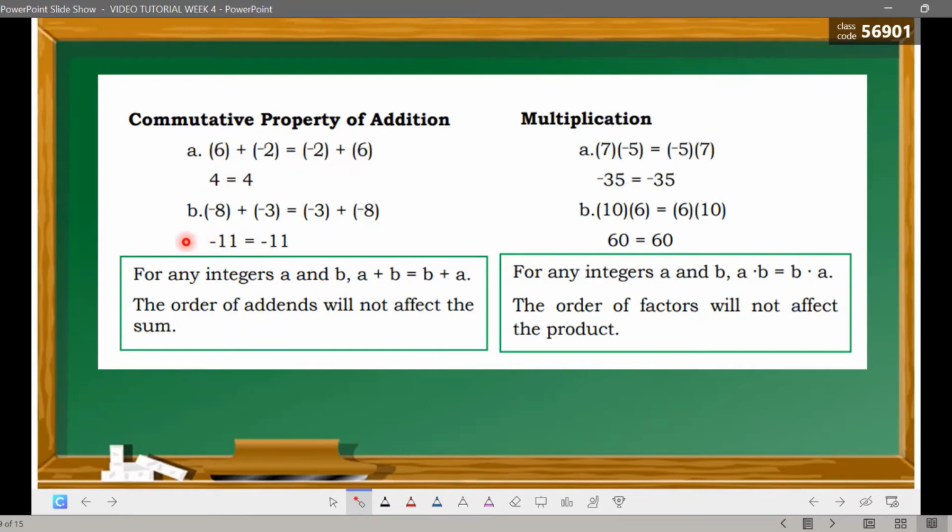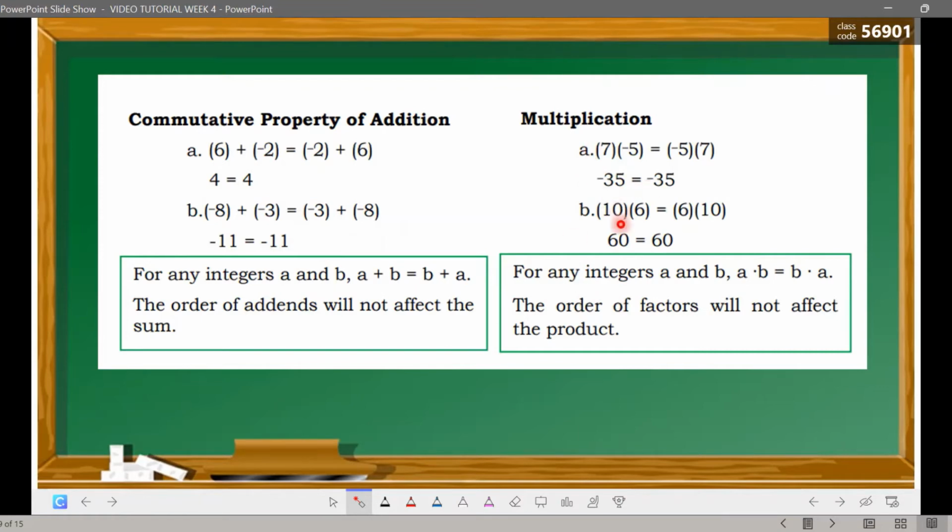Okay, letter B. Negative 8 plus negative 3 is equal to negative 11. Then, pag iniba natin yung order, nauna na si negative 3. So, we have negative 3 plus negative 8. We have also negative 11. Okay po?